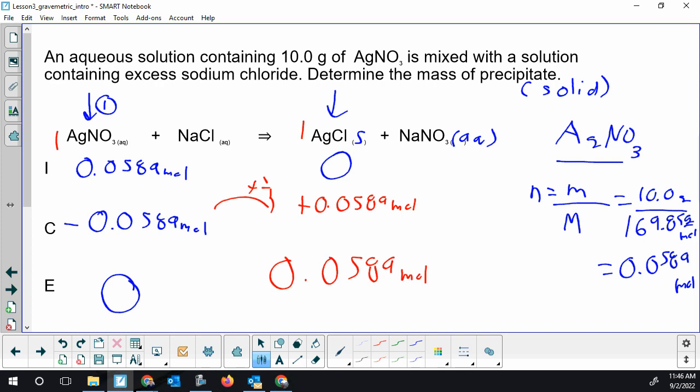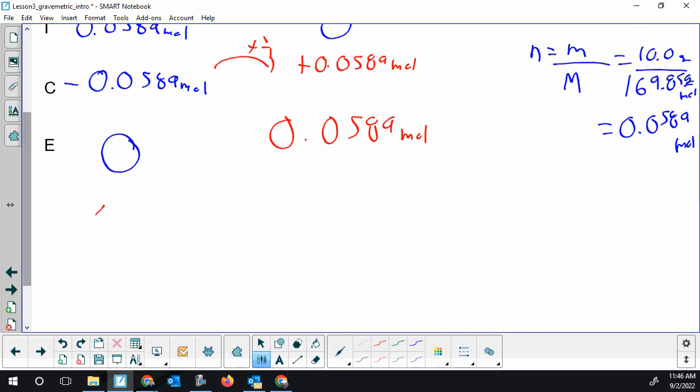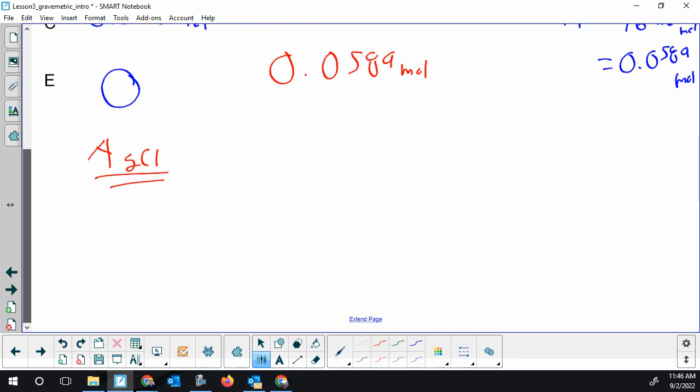Once I have those moles, we've got to go back to mass. So it's a different chemical. It's why I really like to do the heading to remind yourself what to add up. Silver chloride mass is molar mass times moles. So 1 silver, 1 chloride is 143.32 grams per mole.